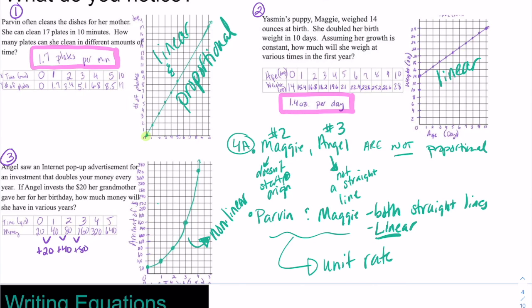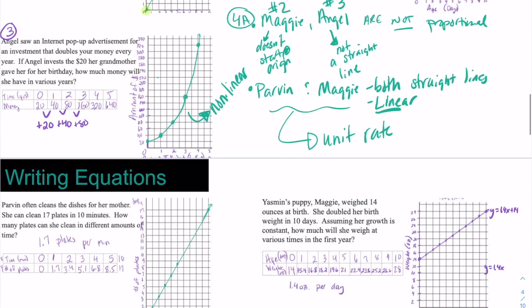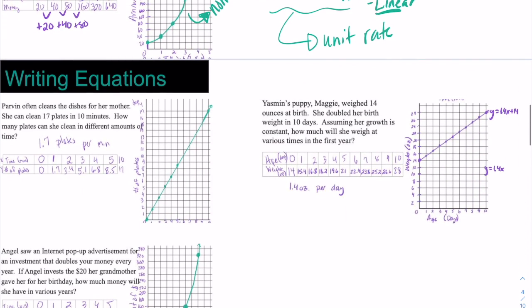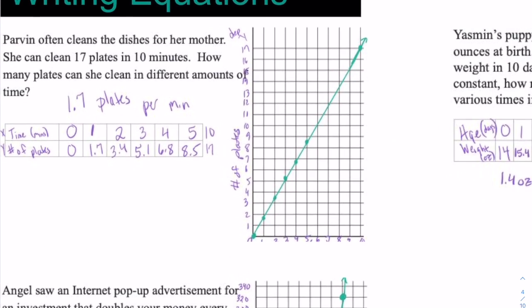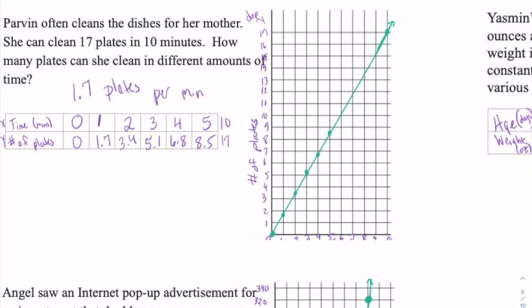If we can find a unit rate, we know it's going to be linear because there's a constant rate of change. And then if it also goes through the origin, it is linear and it is also proportional. Okay, so one of the things that we want to look at is being able to write the equations for those problems with a unit rate. Parvin's problem was a proportional relationship.